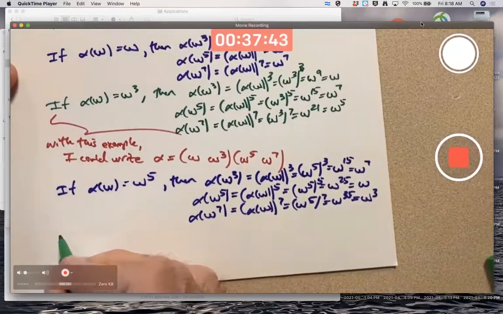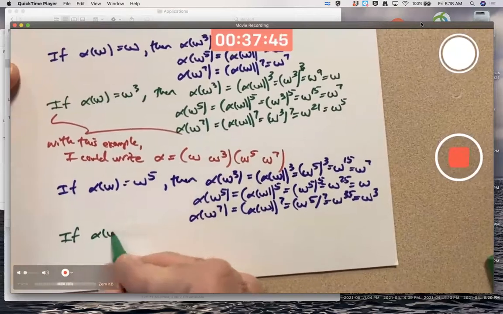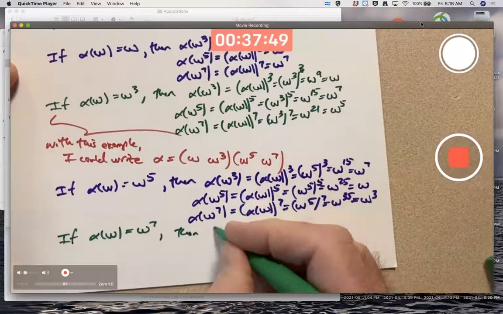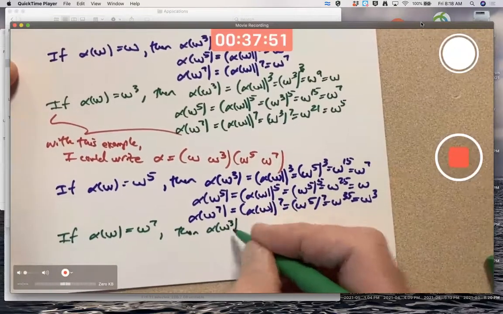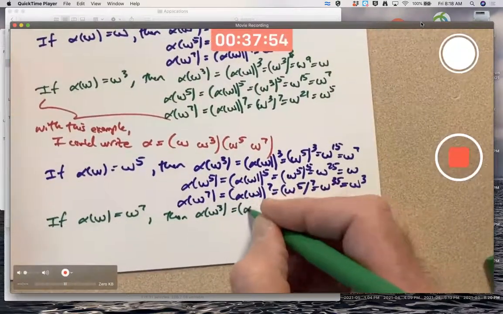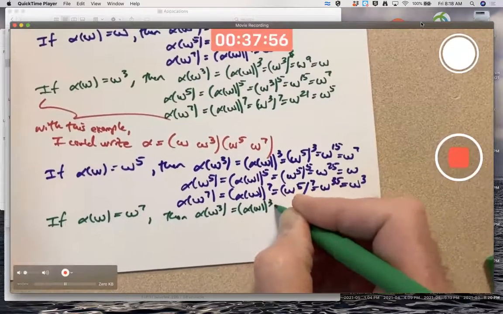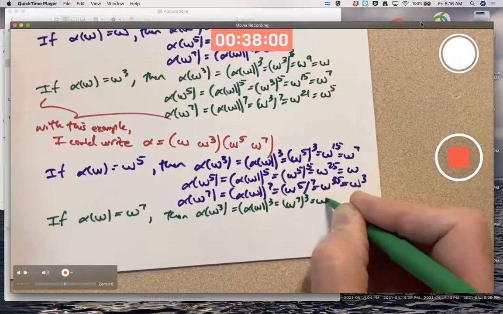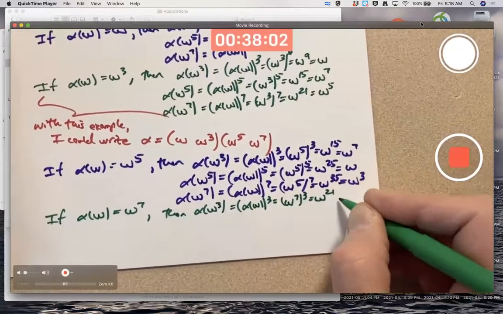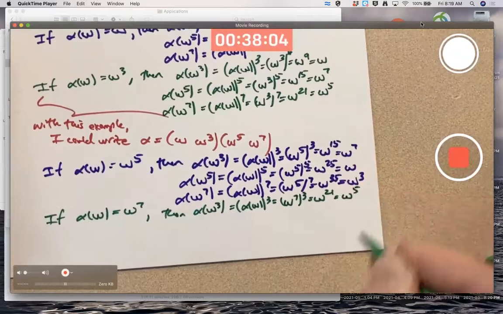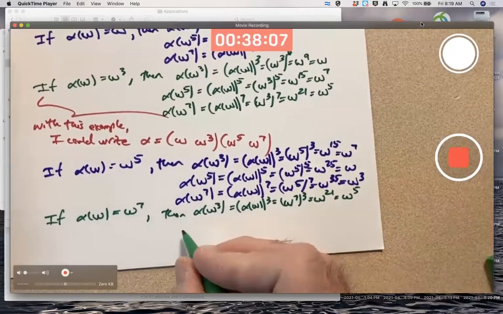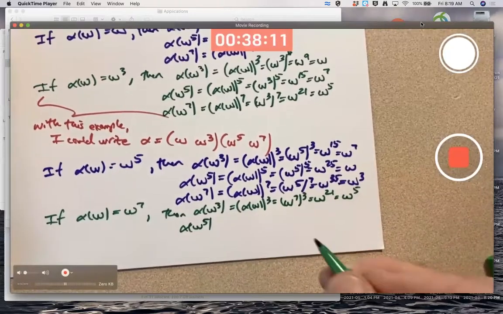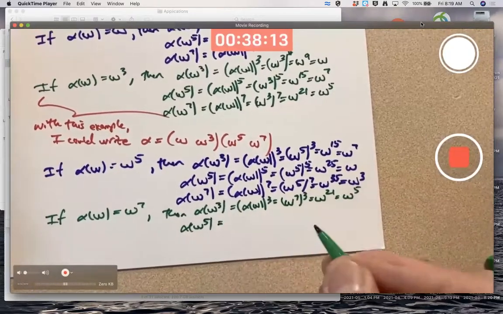The last possibility is if alpha of omega is omega to the 7th, then what can you say about the other elements? Omega cubed will get mapped to omega to the 21st, which when you mod the exponent by 8 is going to be omega to the 5th. Omega to the 5th probably gets mapped back to omega cubed. It seems like these things are products of 2 cycles.